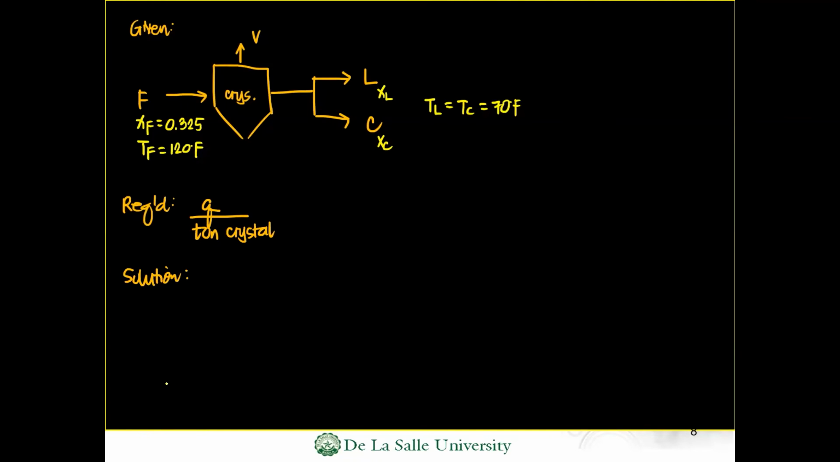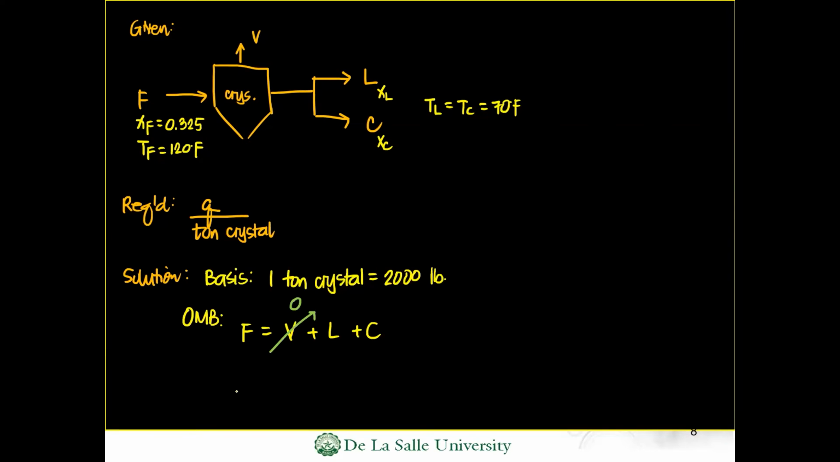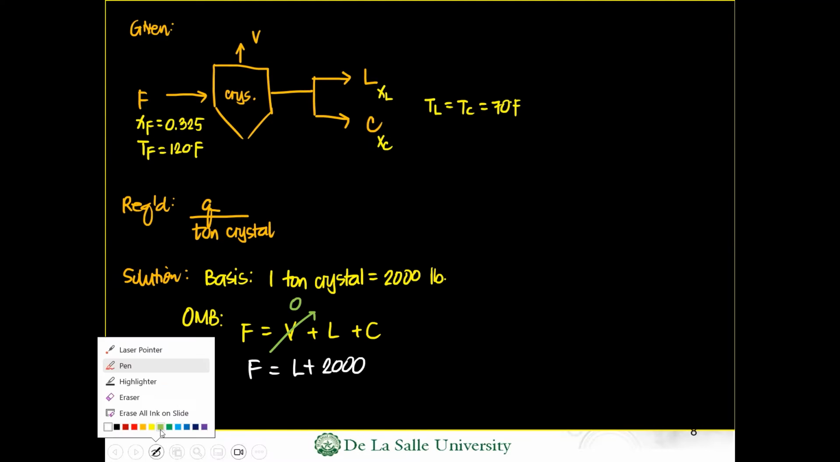First, the basis is, it says per ton of crystal. So I can say that my basis would be 1 ton of crystal, which is 2,000 pounds. So overall material balance, F is equal to V plus L plus C. And since there's no appreciable evaporation, the V would be 0. So F, the 1 ton is the crystal. So F is equal to L plus 2,000 pounds of crystal. Let's just call this equation number 1.